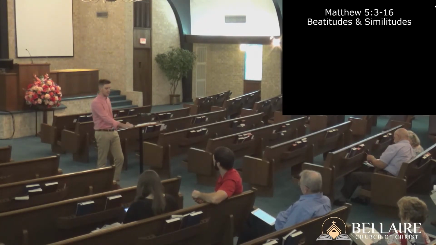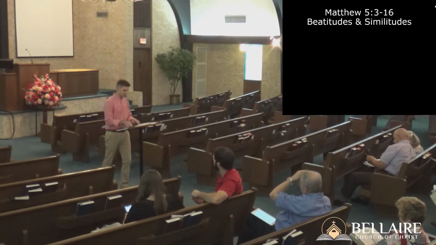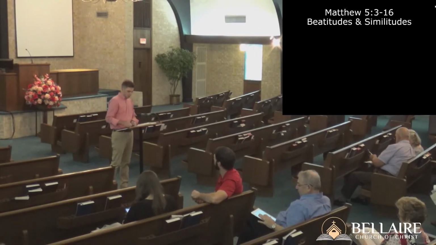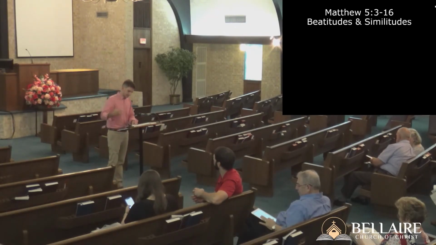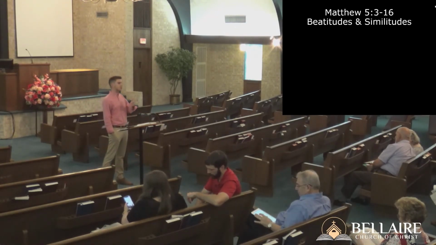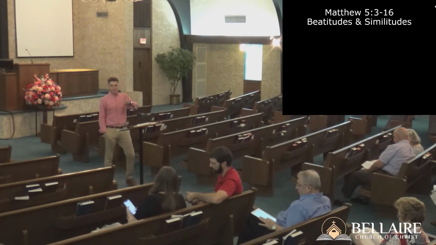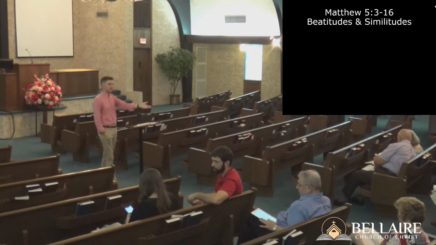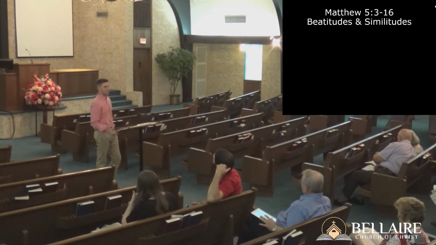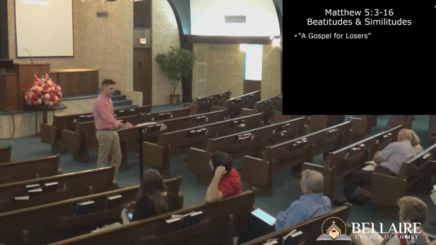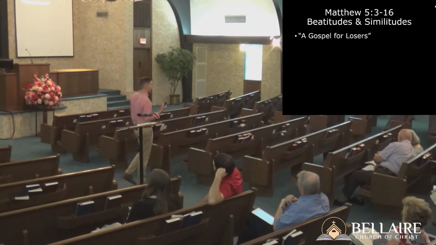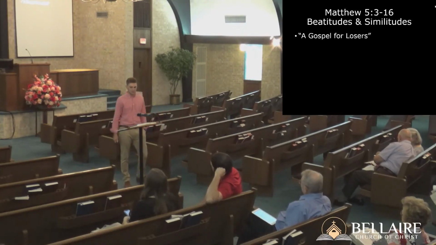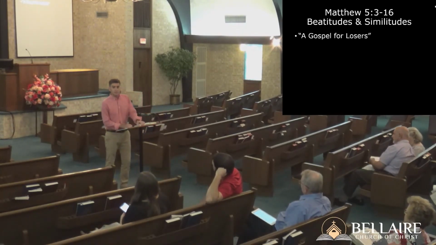So let's talk about chapter 5 and see how much of this we can get through. We begin with the Beatitudes, famously, followed by the similitudes, which just means, you are the salt. It's the similes of the sermon, right? You are the salt of the earth. You are the light of the world. One of the articles that Paul Earnhardt has on the Beatitudes is called A Gospel for Losers. And I think that's a pretty good description.